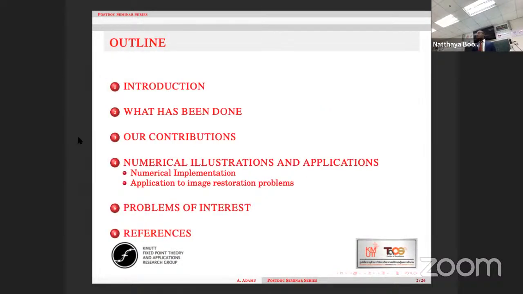In the first section, we'll give a brief introduction. The second section has to do with a brief literature review on what has been done. Then we'll give our main results, which we call our contributions, followed by some numerical implementations and illustrations. Lastly, we shall pose some important problems which our colleagues may consider in the future.